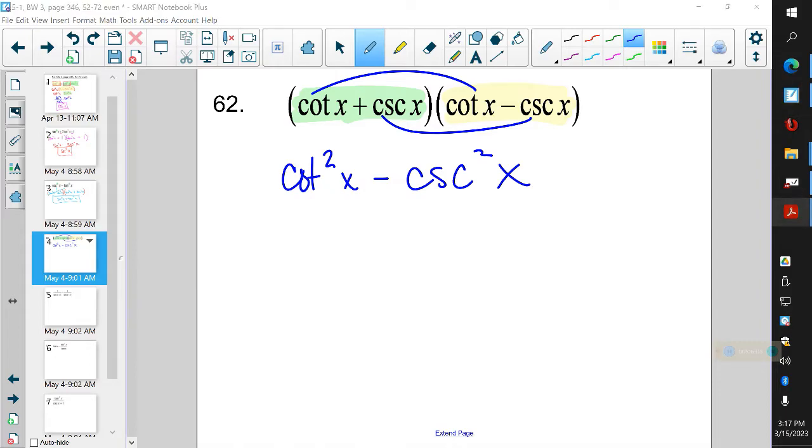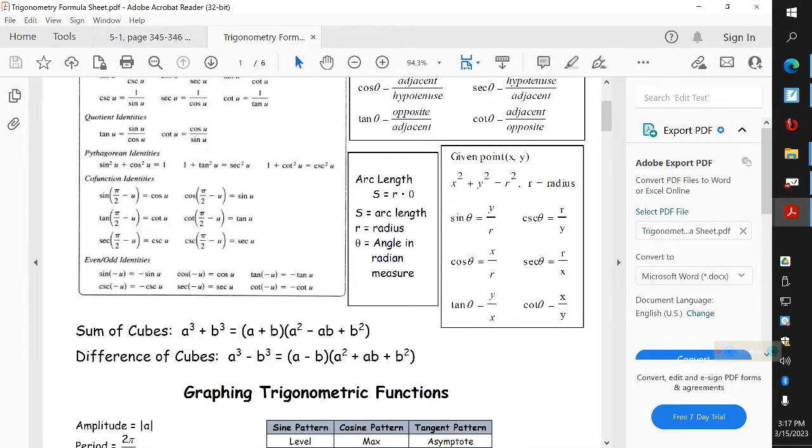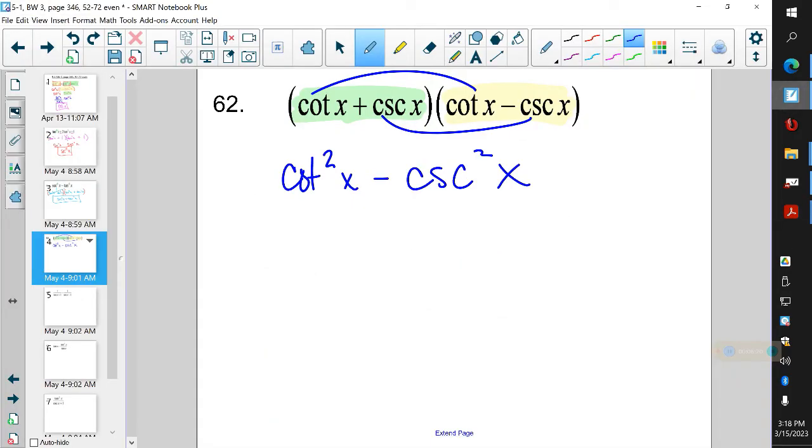So let's go back to our identities. If we go back to our identities, what you are going to notice is that we are talking about this right here. Cosecant squared is equal to 1 plus the cotangent squared. So go back over here.